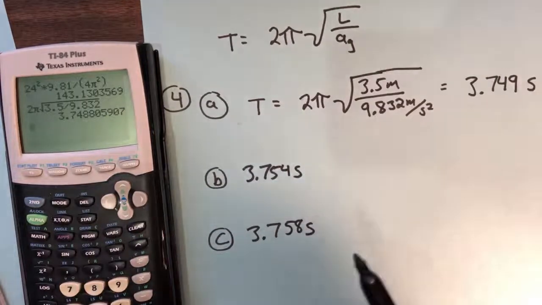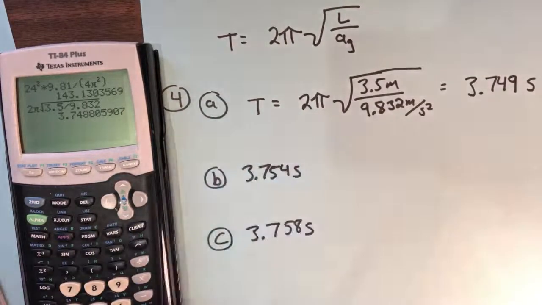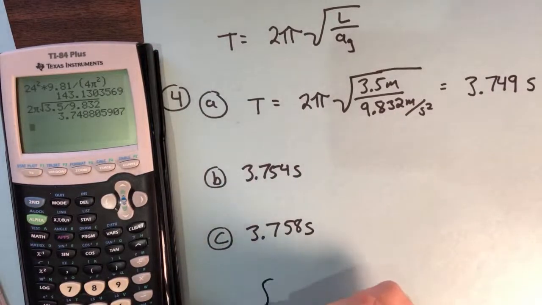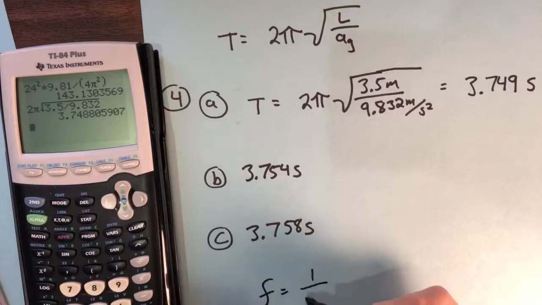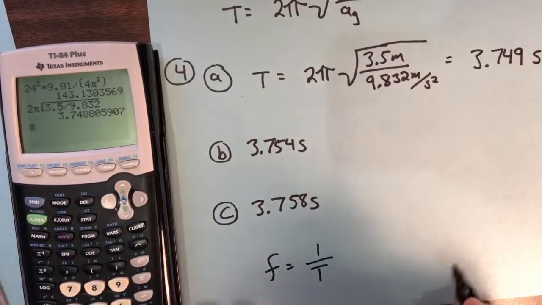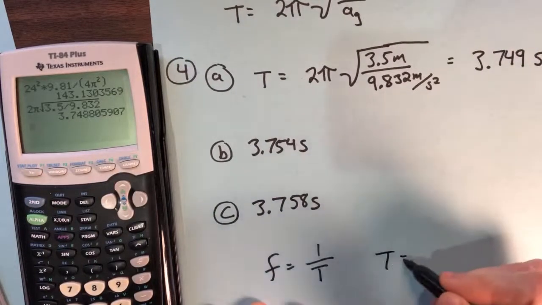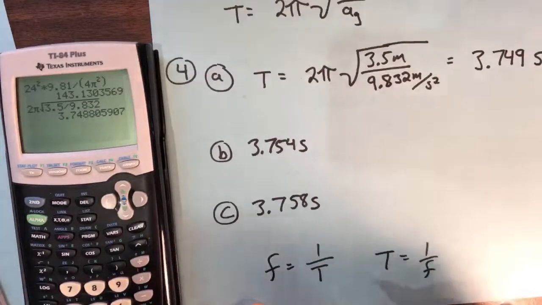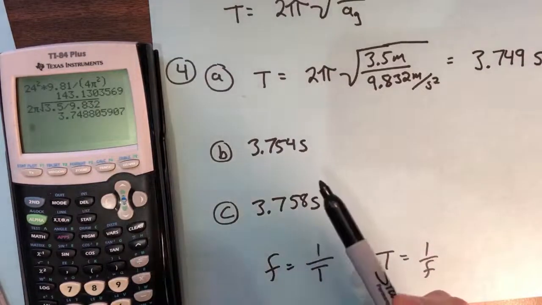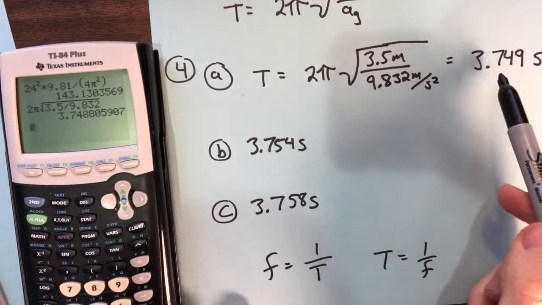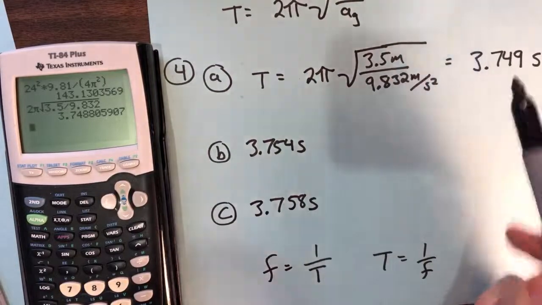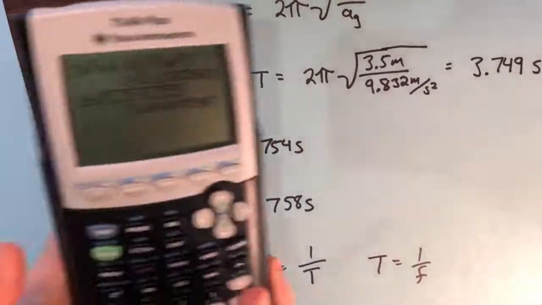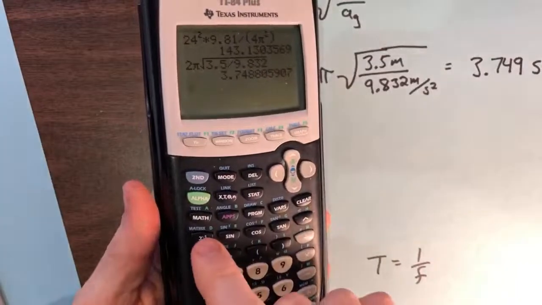Okay, and that's our period, but the question also asks us to calculate the frequency. The frequency is going to be 1 over the period, or the period is 1 over the frequency, so they're inverses of each other. To solve this, let's just solve it for 1a. All we do is 1 divided by that, or your calculator might even have one of those fancy inverse buttons.